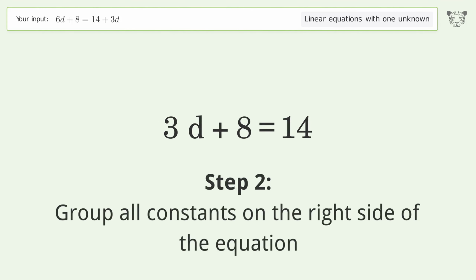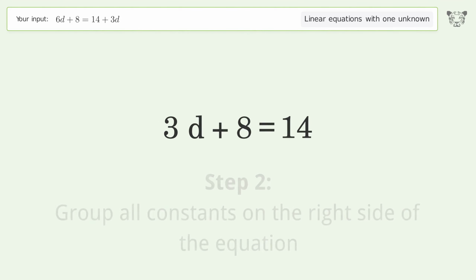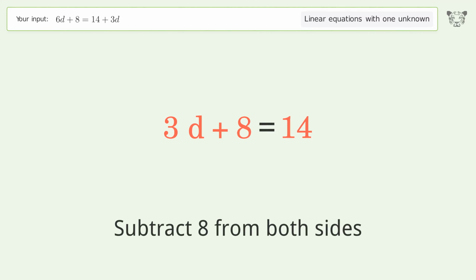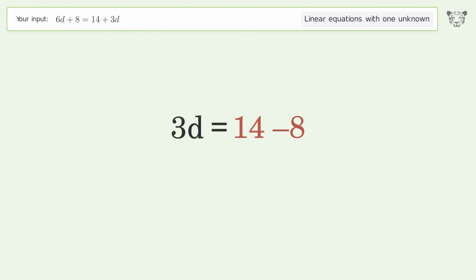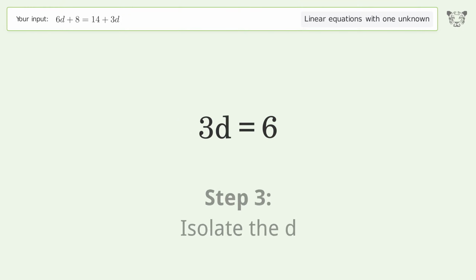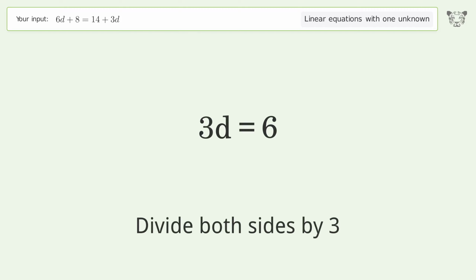Group all constants on the right side of the equation. Subtract 8 from both sides. Simplify the arithmetic. Isolate the d. Divide both sides by 3.